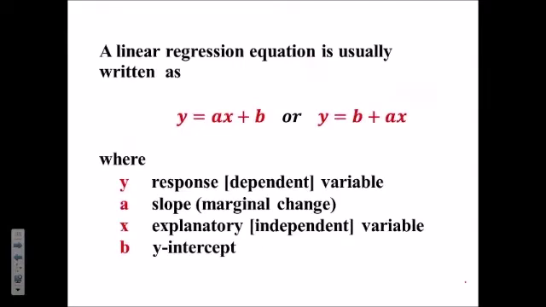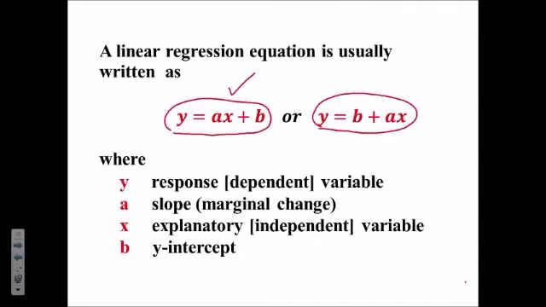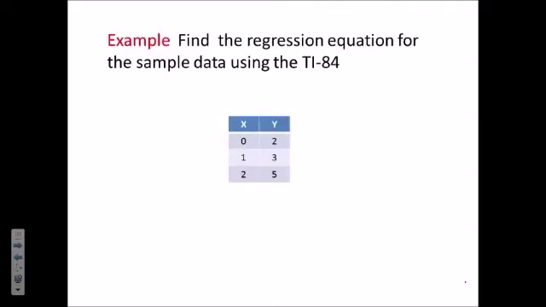The linear regression equation is usually written in the form y equals ax plus b, or you can write it in the form y equals b plus ax. Generally, we're going to use the first one, where x is the explanatory variable, y is the response variable, a is the slope of the line, and b is the y-intercept. We can find the regression equation by hand in a similar manner to the way we found the correlation coefficient. It's a rather tedious process.